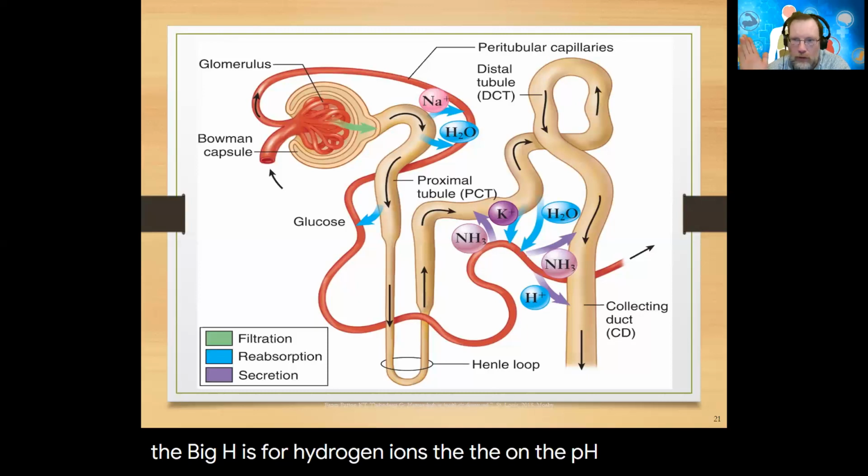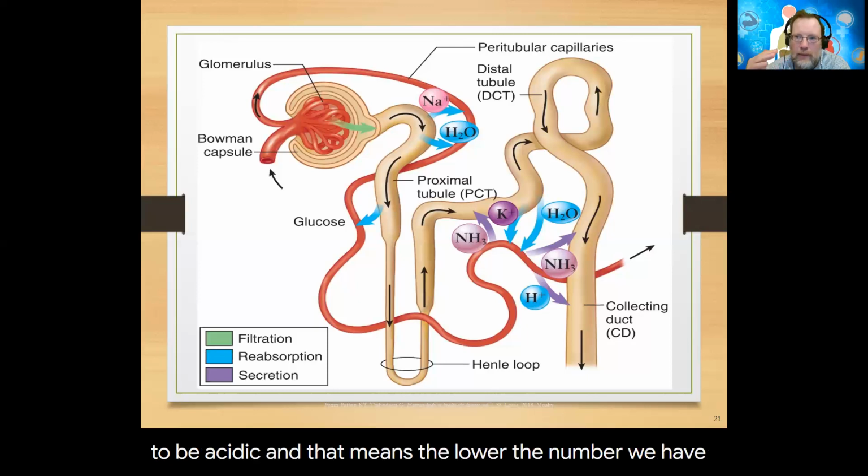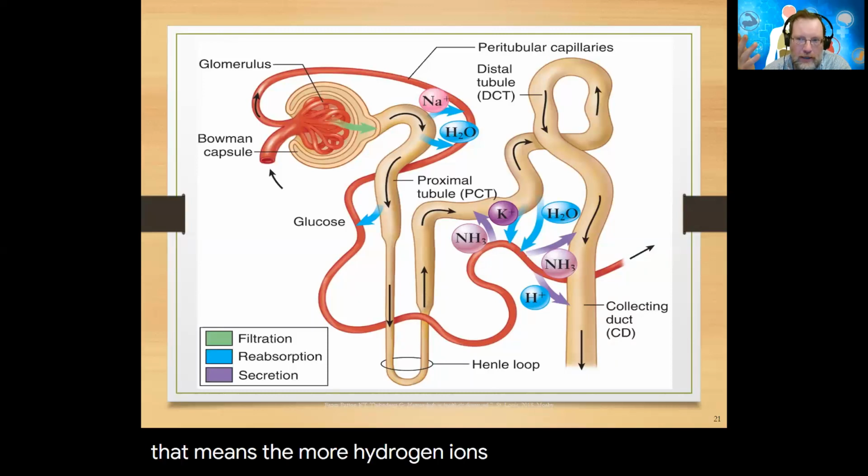On the pH scale, the lower the number, so a pH of 1 or 2 or 3, is considered to be acidic, and that means the more hydrogen ions we have. So it's a little bit counterintuitive initially. I want to introduce you to it now because we're going to see it quite a bit over these next 3 or 4 weeks. When hydrogen ion concentration is high, the pH value we assign is going to be low. So the more hydrogen ions, the more acidic something is.